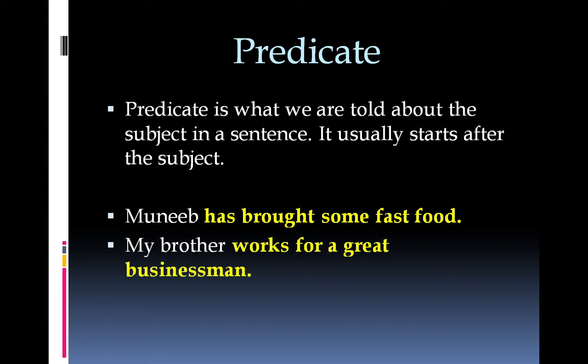My brother works for a great businessman. Now, who is this sentence about? My brother. And what's the information that we are given in this sentence about my brother? Works for a great businessman. So this part of the sentence that starts just after the subject is predicate.